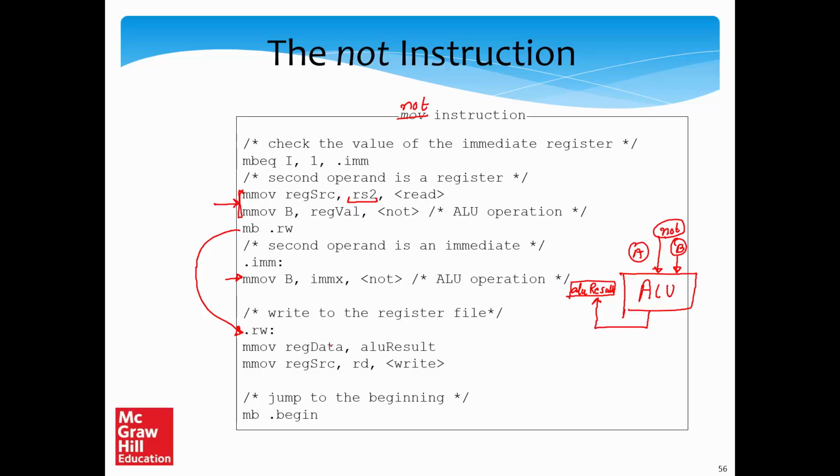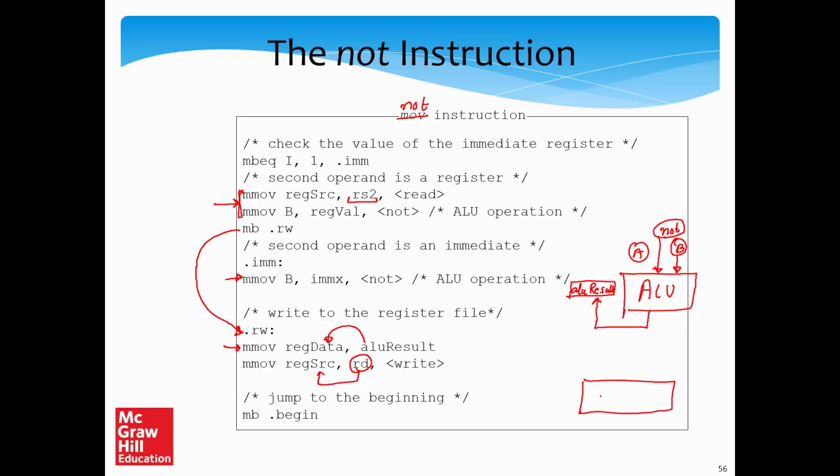So once done, what is left? We need to write the result to the register file. So we transfer the contents of ALU result to the micro register that contains what exactly needs to be written to the register file, which is reg data. So the reg data micro reg is populated here, and we read the RD micro register that contains the ID of the destination register. This is sent to reg source.